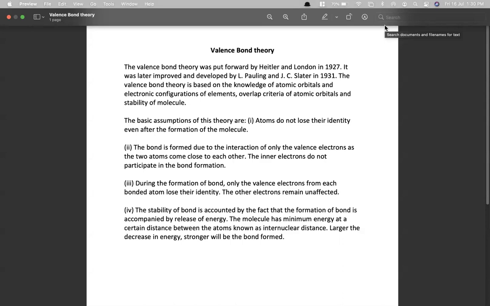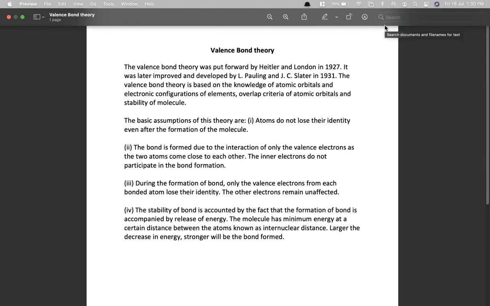Now, the second assumption is that the bond is formed due to the interaction of only the valence electrons as the two atoms come close to each other, and the inner electrons do not participate in bond formation. So always valence electrons take part in chemical bonding. The inner electrons do not take part in chemical bonding.